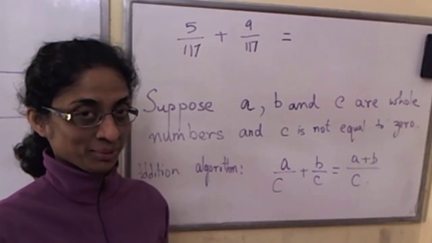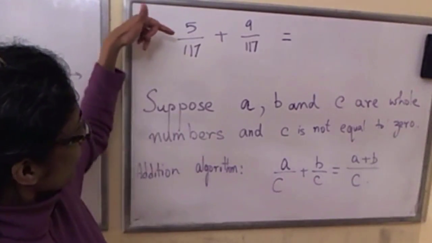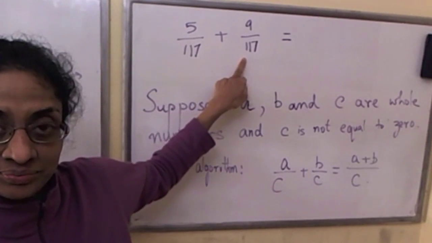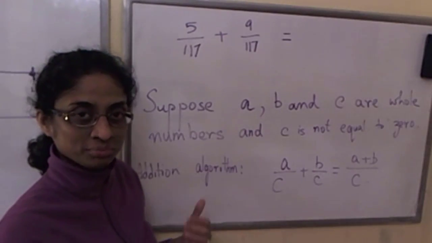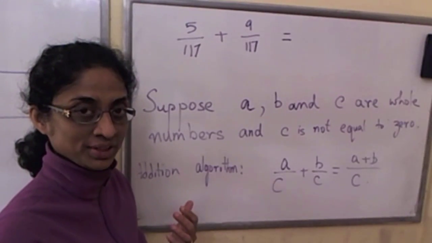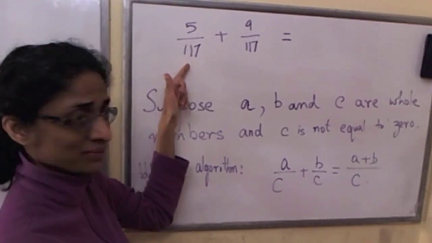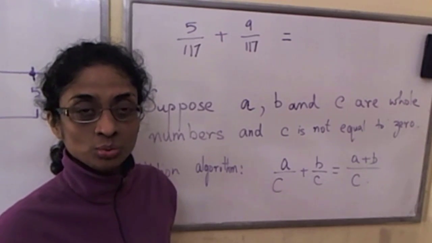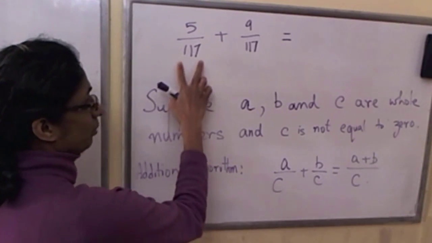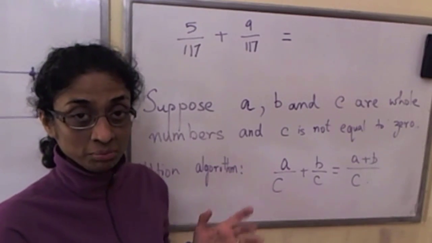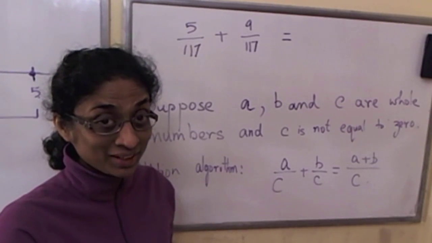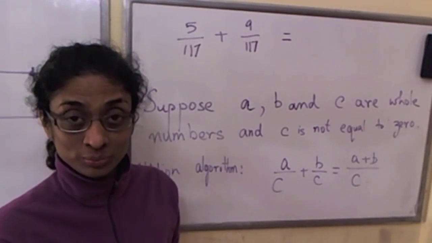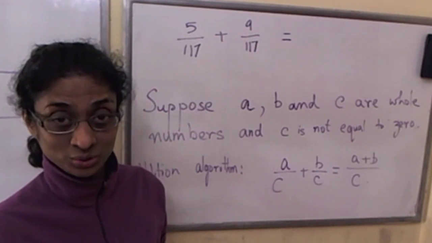Now let's look at this example that I have on the board. I would like to add 5/117 and 9/117. Now clearly drawing pictures is not a good idea for this, because 5/117 is 5 copies of 1/117. Well, the denominator tells me if I did draw the number line, I would need to cut up the unit segment into, you're right, 117 equal pieces. And I certainly do not want to do that.